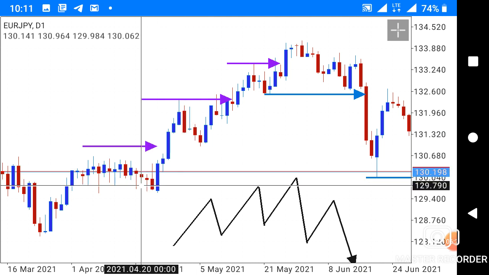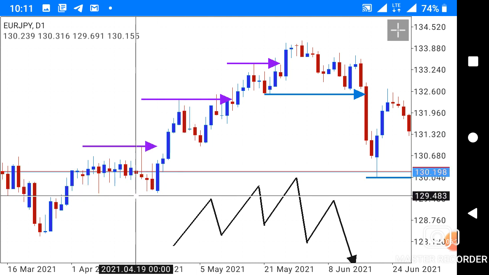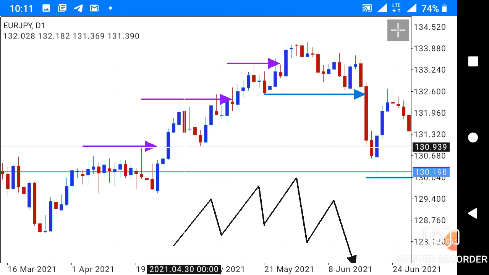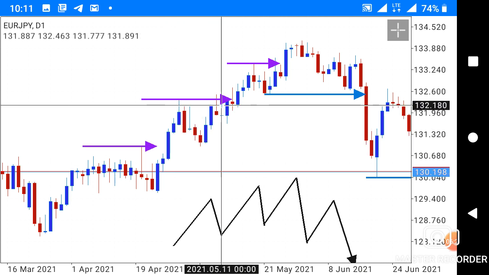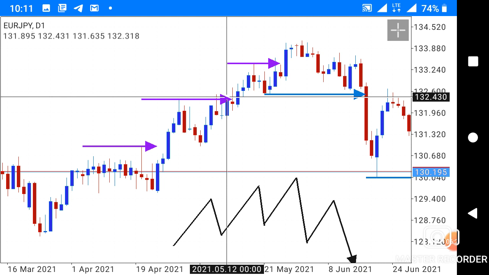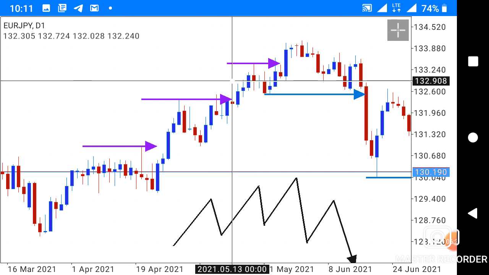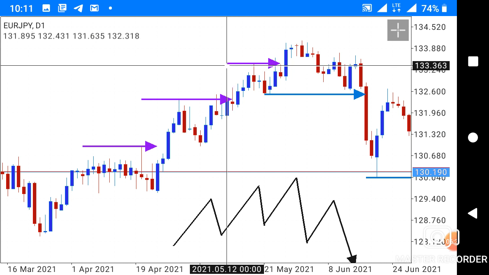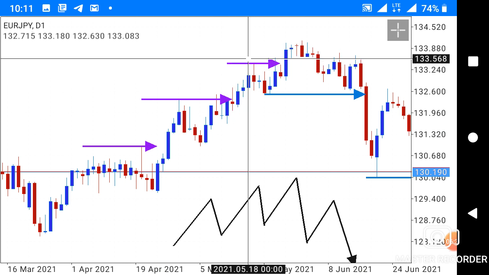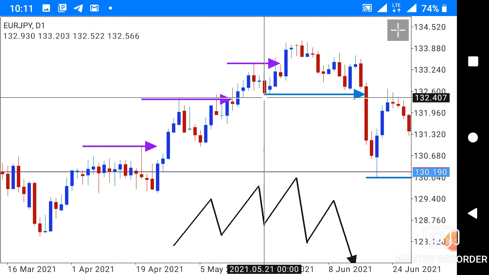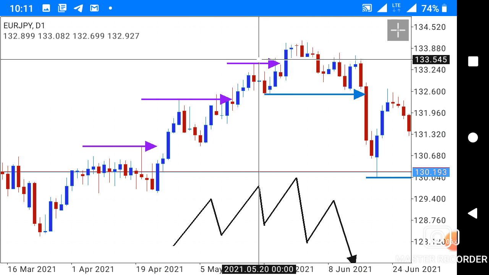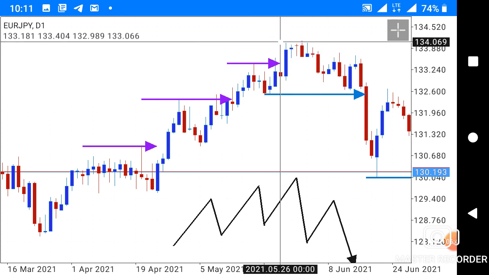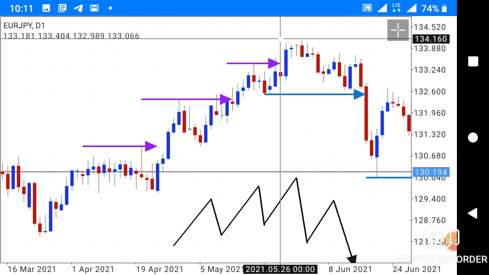This low is lower than the previous low. And then the market went up again and broke this swing high to create another higher high. Look at our arrow here. Follow the arrow. And then the market retraced again and created a new higher low and broke that structure again, went up and created another higher high.